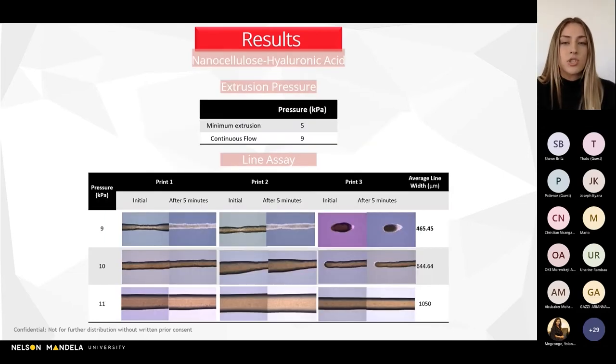I determined the extrusion pressure for the blend of nanocellulose and hyaluronic acid and then conducted the line assay. The width of lines printed at 9 kilopascals was close to 410 micrometers, and lines printed at 10 kilopascals were continuous. Although we can see that there were gaps in the lines of the third prints at both of these pressures. Whilst continuous lines were printed at 11 kilopascals, they were way too thick compared to the nozzle diameter. Therefore, 9 and 10 kilopascals were used in the ring assay.